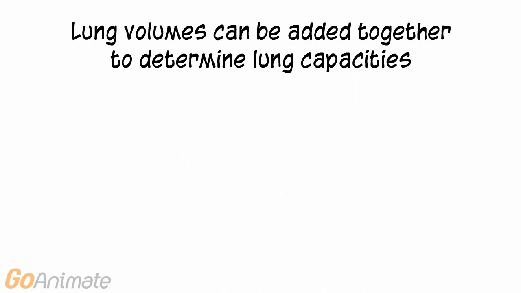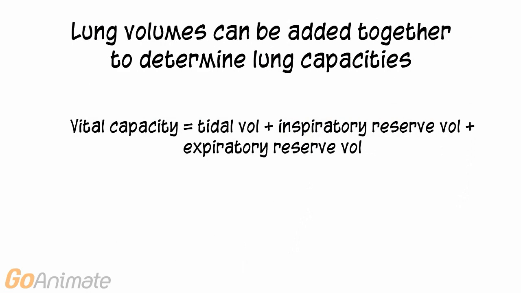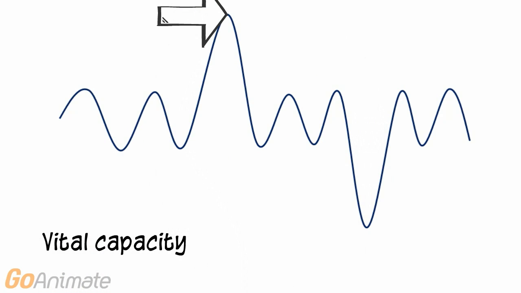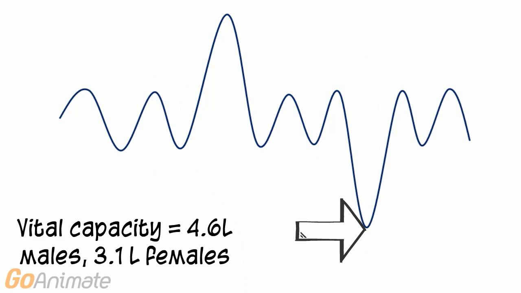Lung volumes can be added together to determine lung capacities. Vital capacity is equal to the tidal volume plus inspiratory reserve volume plus expiratory reserve volume. If we were to measure vital capacity, we could take a measurement from the peak of our maximal inhale to the valley of our maximal exhale.